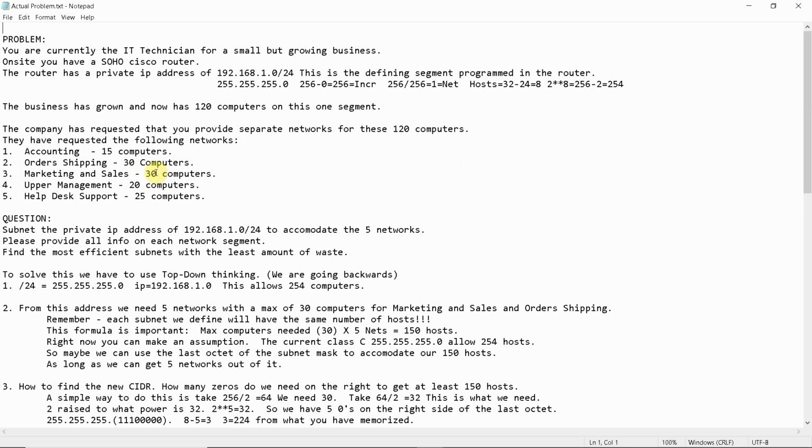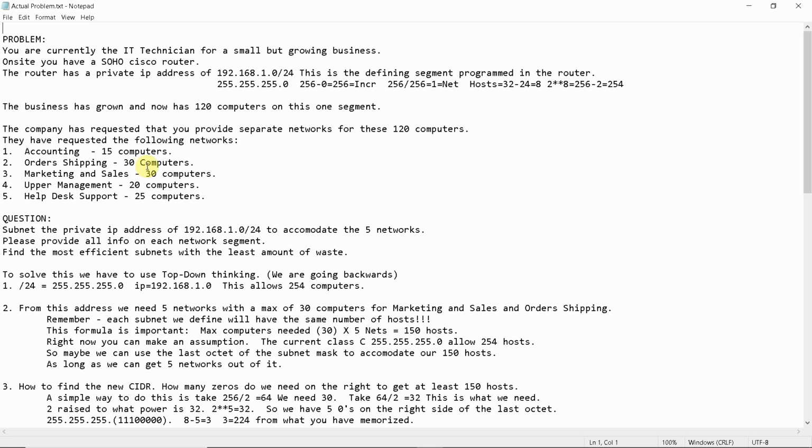Okay? So to solve this, we have to use top-down thinking. We're kind of going backwards here. If you look at the /24, you've got the IP address, the subnet mask, and then the IP of this. This allows 254 computers. From this address, we need 5 networks with a max of 30 computers. In other words, we couldn't do a max of 15, because they're all going to be the same. Each segment, each increment will have the same amount of computers. So whatever you have here has to be what you're going to use for this problem.